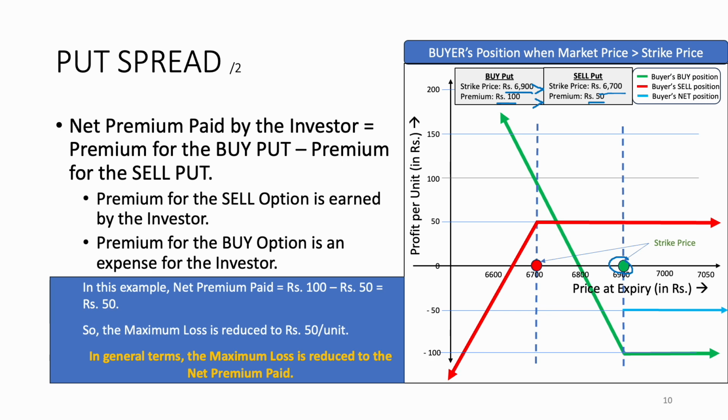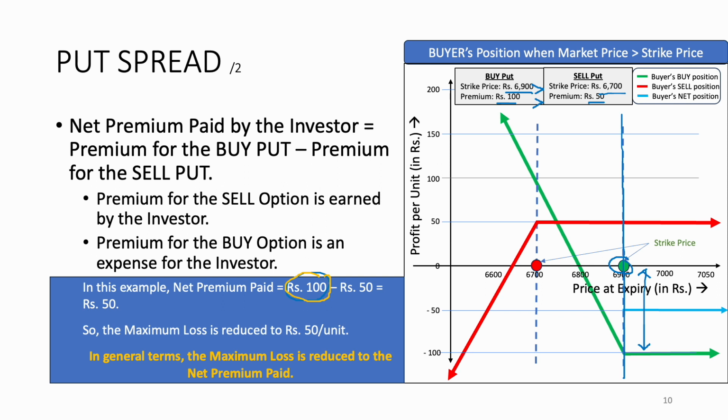So here we are considering a situation where the market price is at the strike price of the buy put. Since the market price is the strike price of the buy put, the investor will not exercise the put option, because he will just forego the premium for this buy put, which is 100 rupees. So he will pay the 100 rupees and come out of this position. That is here.